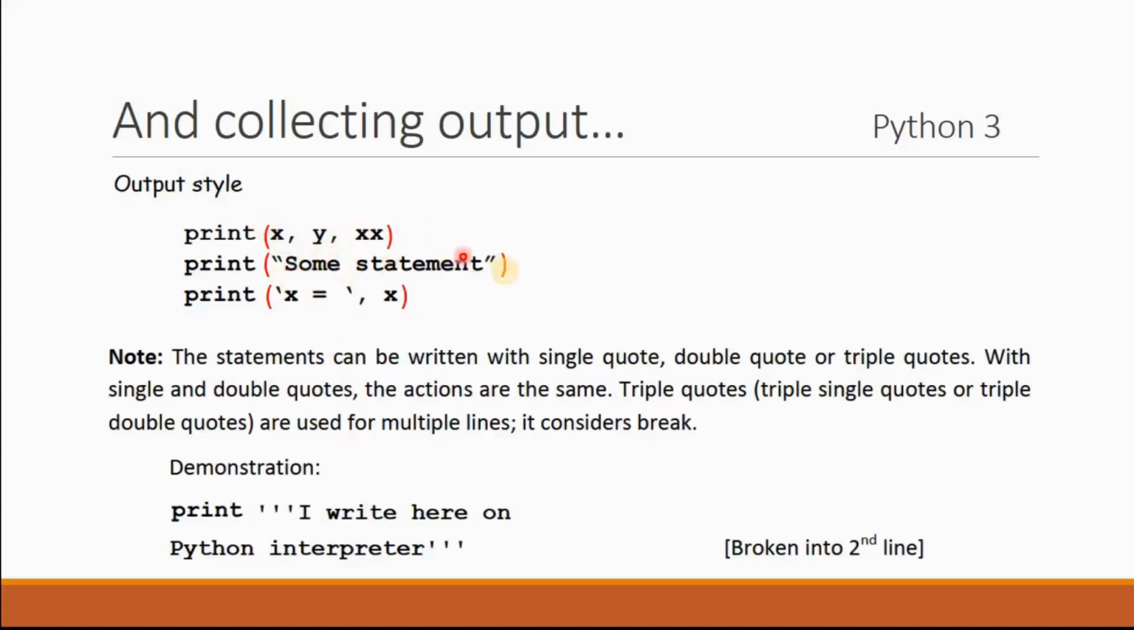If you are using Python 3, then everything remains the same except you have to use brackets like this. Our Colab runs in Python 3. You can see that on top of the screen, it is written that it is Python 3. So you use these brackets for your print statement.